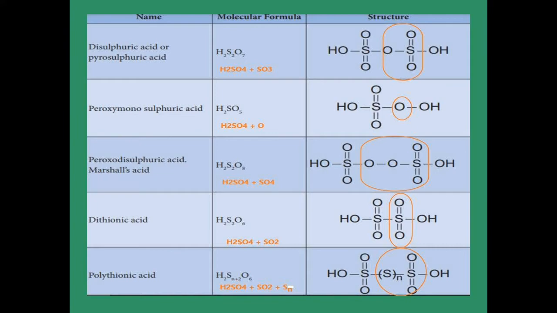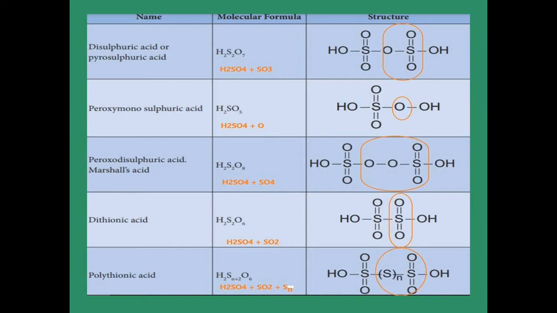Disulfuric acid or pyrosulfuric acid, formula H2S2O7. We consider this as sulfuric acid plus SO3, sulfur trioxide. So first of all, remember the sulfuric acid structure. Along with that, we are going to add the SO3, which I indicated in orange color. In SO3, the sulfur forms double bonds with 2 oxygen, and a single bond with 1 oxygen, and also with another oxygen.